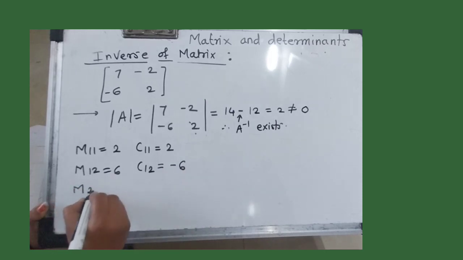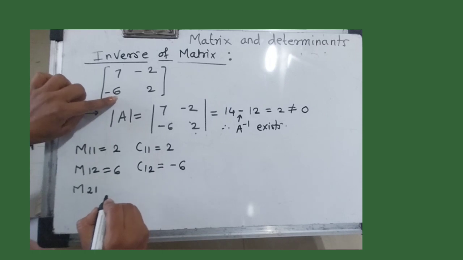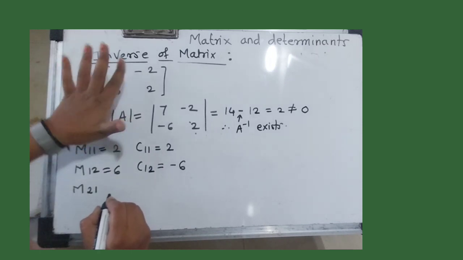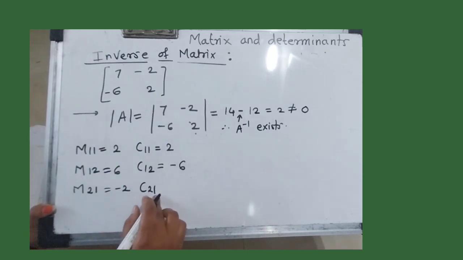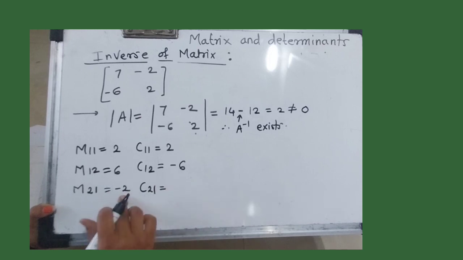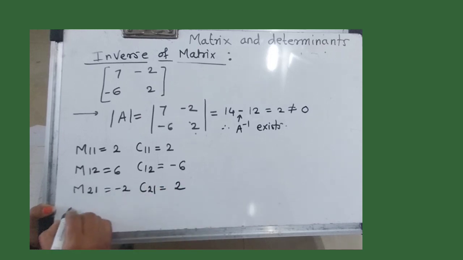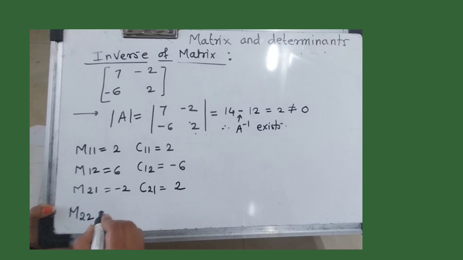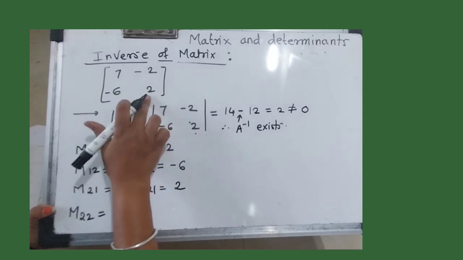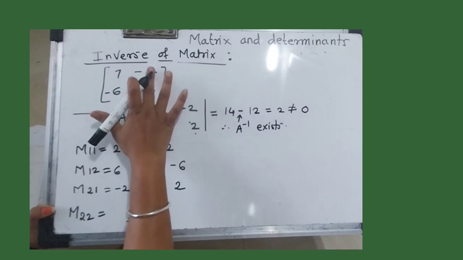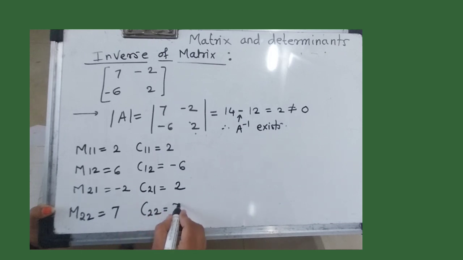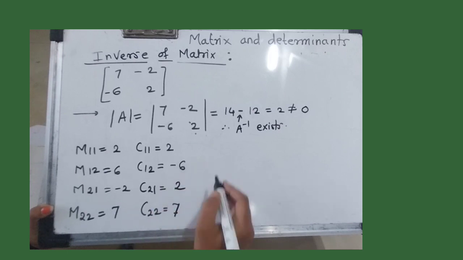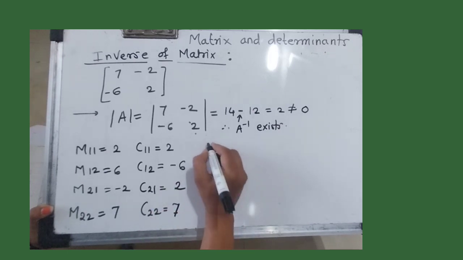Similarly, find M21. M21 means 6, second row, first column. So drop this column, drop this row, remaining is minus 2. C21. 2 plus 1 is 3, an odd number. Change the sign of minor. Next, M22. M22 means this number, second row, second column. Drop the second column, second row. Remaining is 7. C22. 2 plus 2 is 4, an even number. Don't change the sign of minor. Keep as it is.